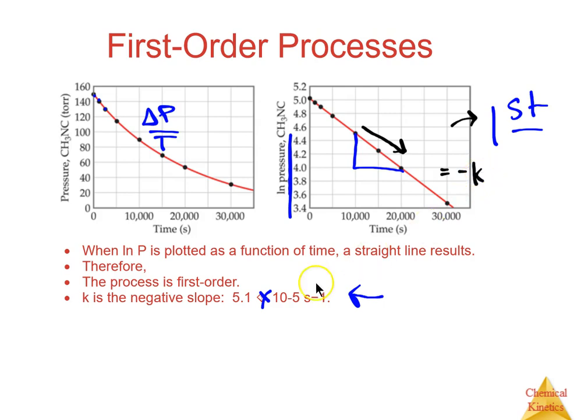All right? So we know K is going to be a positive value, but we know this slope is a negative value. That's why this is a negative. If we put this in our calculator, K ended up being the negative slope of 5.1 times 10 to the negative second seconds to the negative 1. Now, our calculators will do this process for us if we know how to use them.